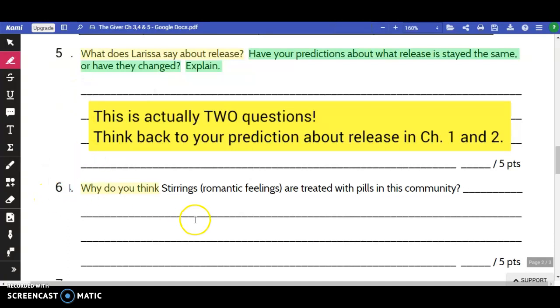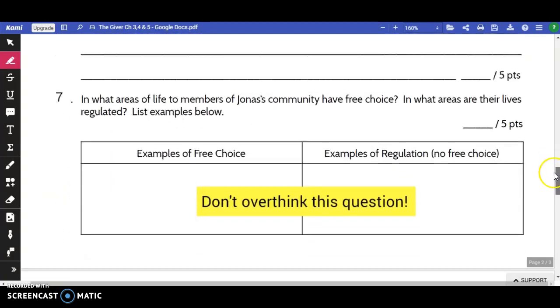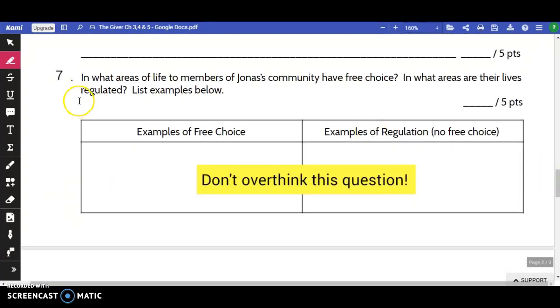Question 6, why do you think stirrings or romantic feelings are treated with pills in this community? So I'm asking your opinion on why someone would want to get rid of these stirrings or romantic feelings.